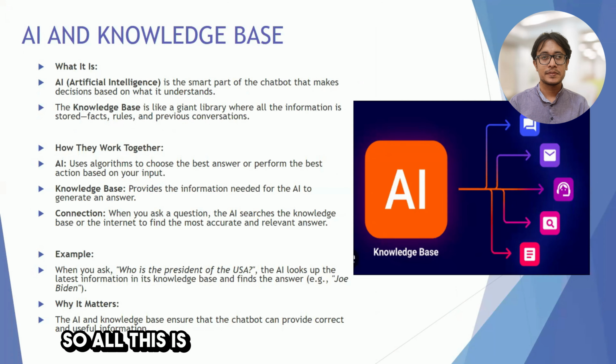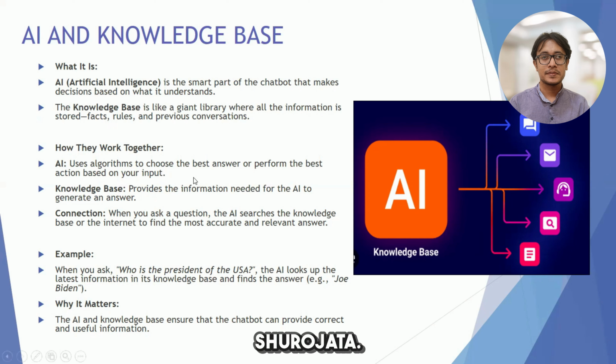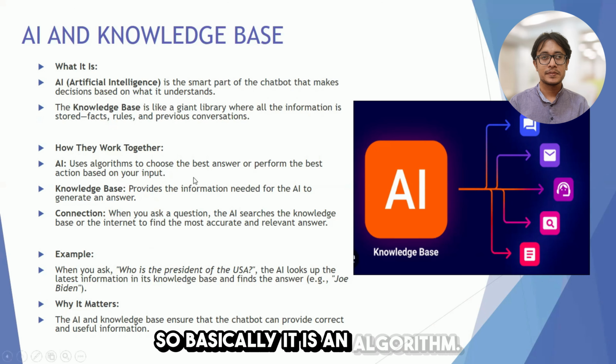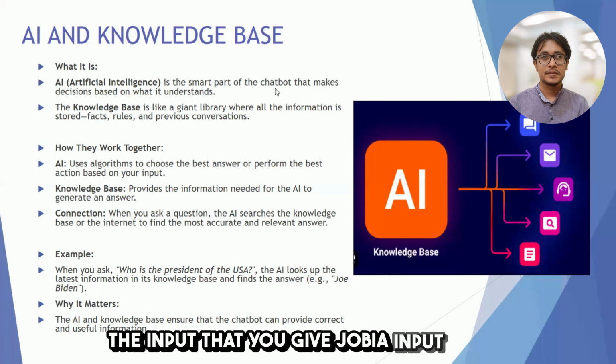So all this is a knowledge base. Knowledge कहाँ? For example, on automatically immediate access, the recommendation शुरू हो जाते. So basically, it is an algorithm. Responses को समझ जाए. So basically, the AI algorithm को use, so it will perform the very best action, whatever the input that you give. जो भी आप उसको input दे रहे हैं.